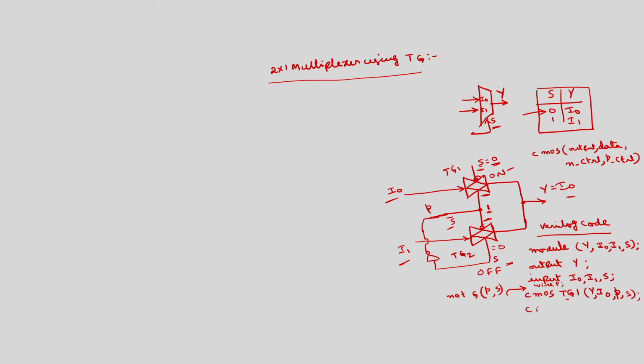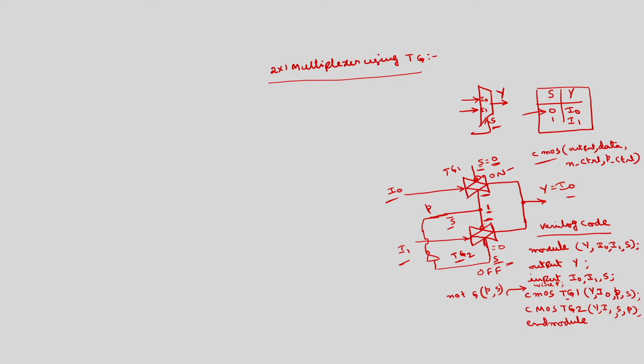Then CMOS TG2, now output is Y only, input is I1, and what is N control? N control is S itself, and P control is S bar which is P, and endmodule. This is how we can implement a 2 by 1 multiplexer using the transmission gates, and the transmission gate primitive can be written in terms of CMOS using CMOS out, data, N control and P control.